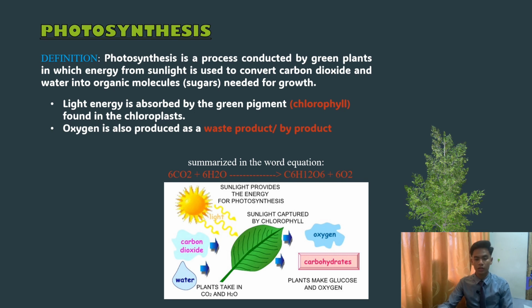So the definition of photosynthesis is a process conducted by green plants in which energy from sunlight is used to convert carbon dioxide and water into organic molecules, sugar needed for growth. Light energy is absorbed by the green pigment, as we know is chlorophyll, that we can find in the chloroplast, and oxygen is also produced as a waste product.